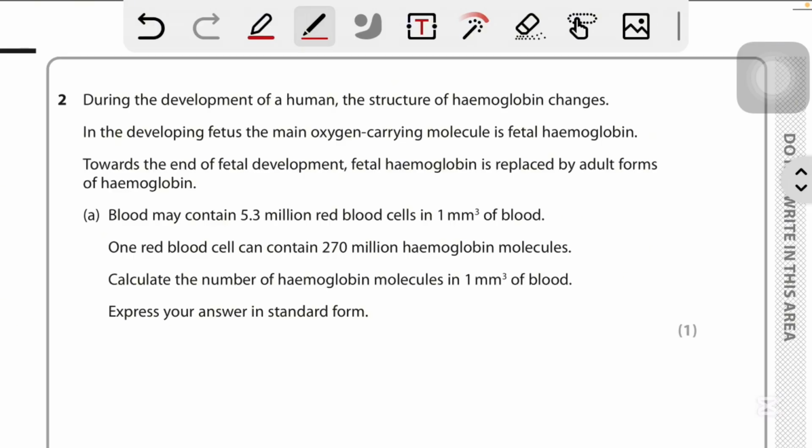During the development of a human, the structure of hemoglobin changes. In the developing fetus, the main oxygen-carrying molecule is fetal hemoglobin. Towards the end of fetal development, fetal hemoglobin is replaced by adult forms of hemoglobin.